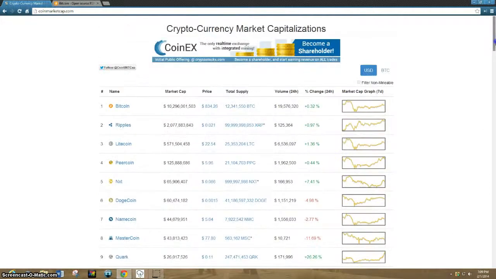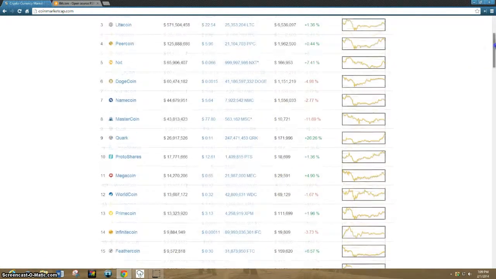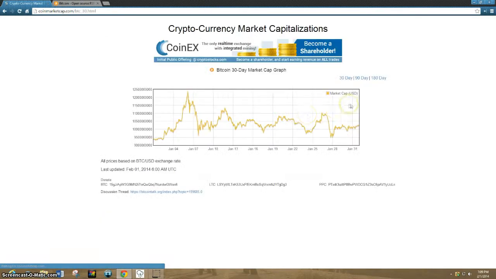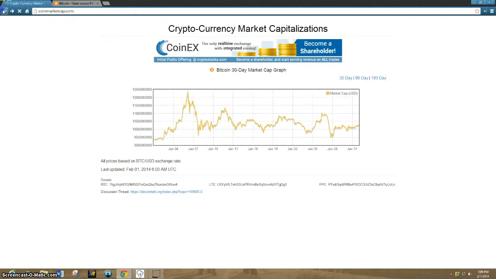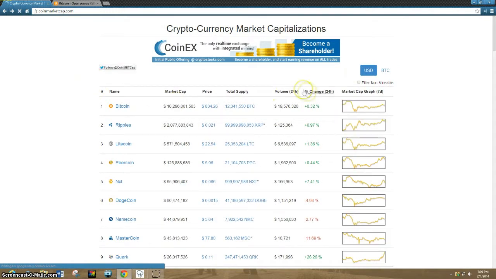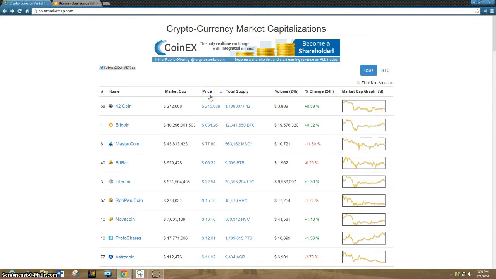And then, if you look here, you can see a graph. This is currently the 7-day graph, but if you click on here, you can see up to a 180-day graph, which is about half a year. As you can see, they've been going up and they've been staying pretty much stable for Bitcoin. So you can view that. Then also you can view them by price.